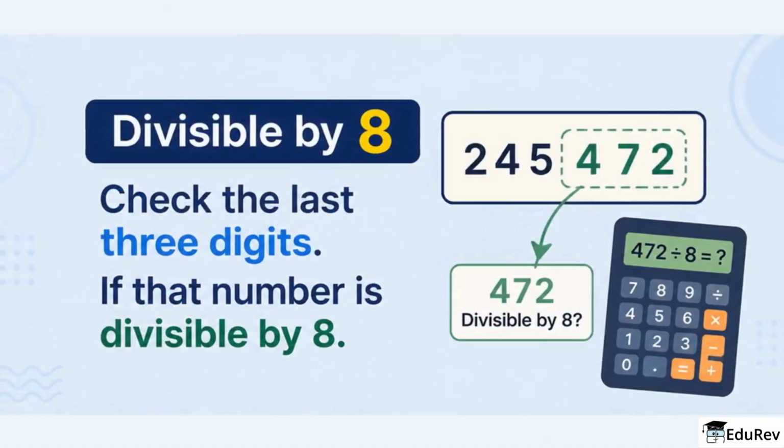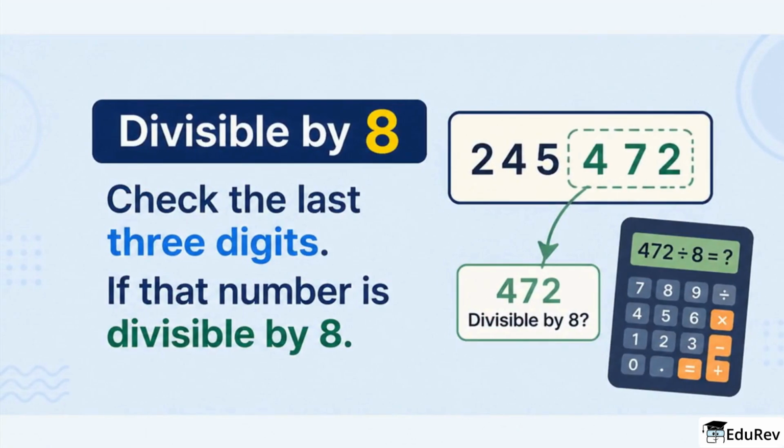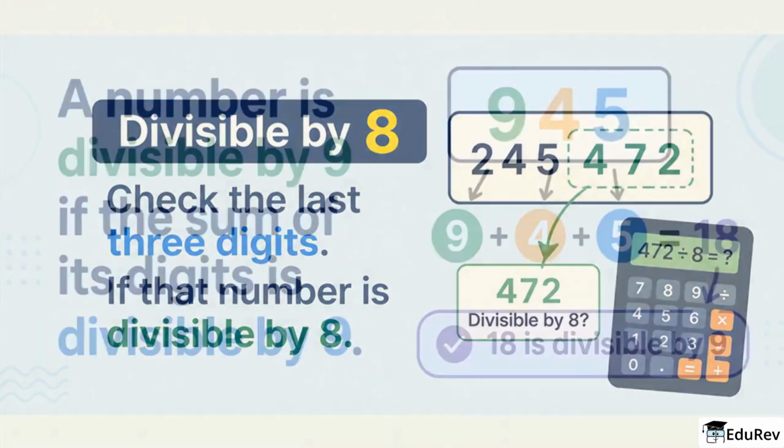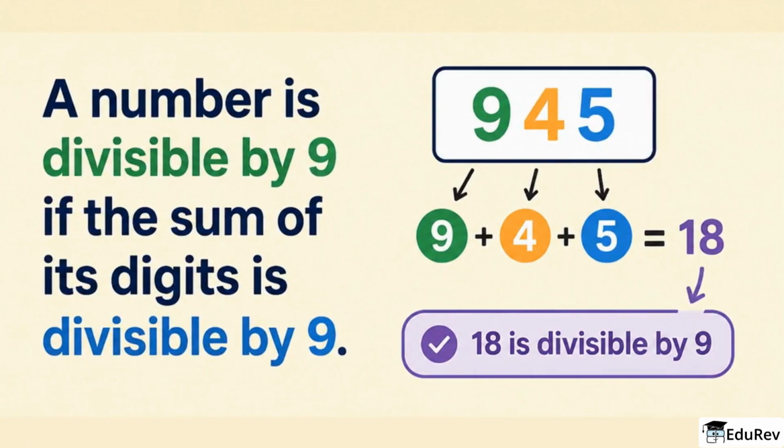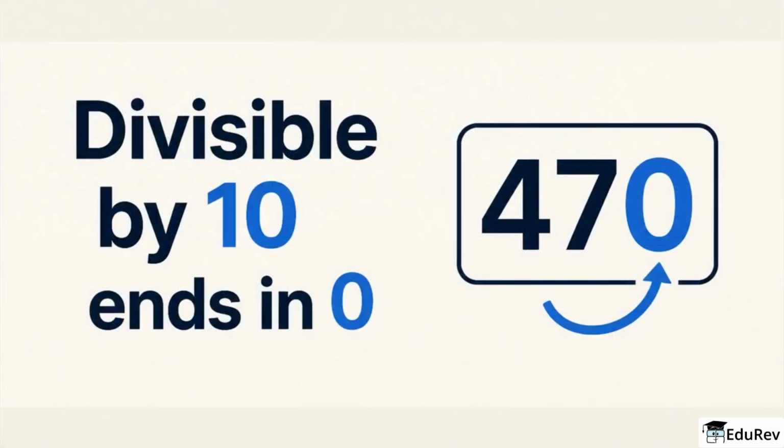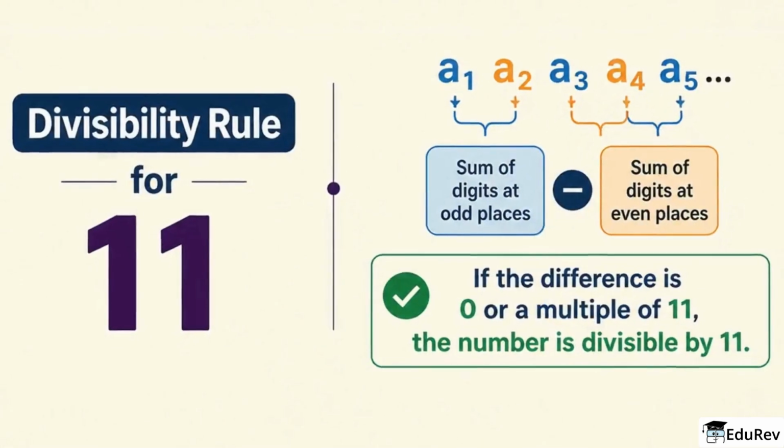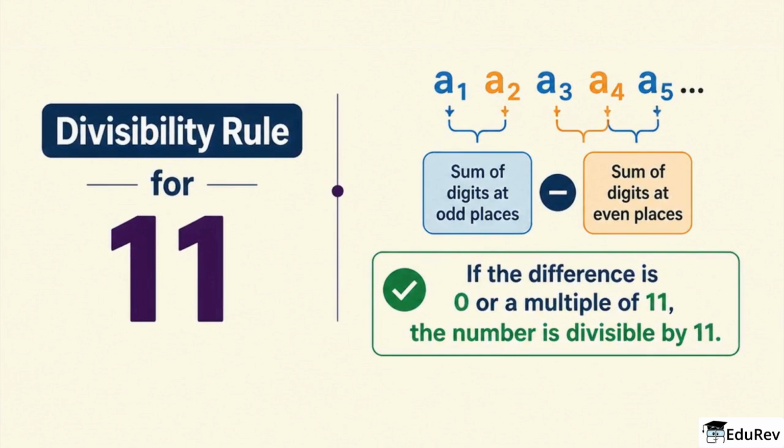A number is divisible by 8 if the number formed by its last three digits is divisible by 8. A number is divisible by 9 if the sum of its digits is divisible by 9. A number is divisible by 10 if its last digit is 0. A number is divisible by 11 if the difference between the sum of digits at odd places and the sum at even places is 0 or a multiple of 11.